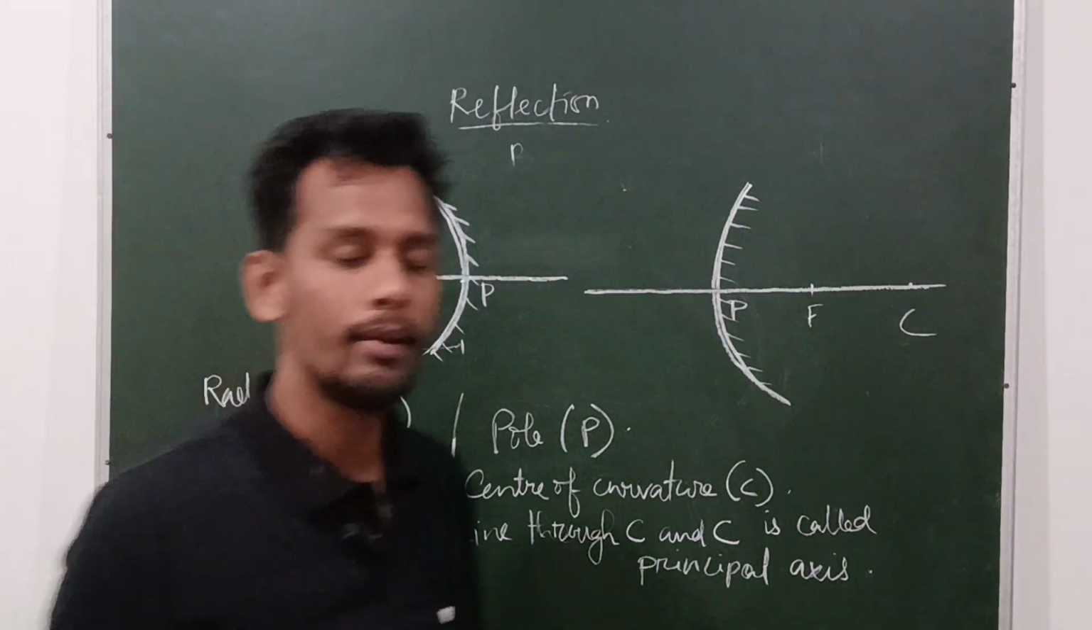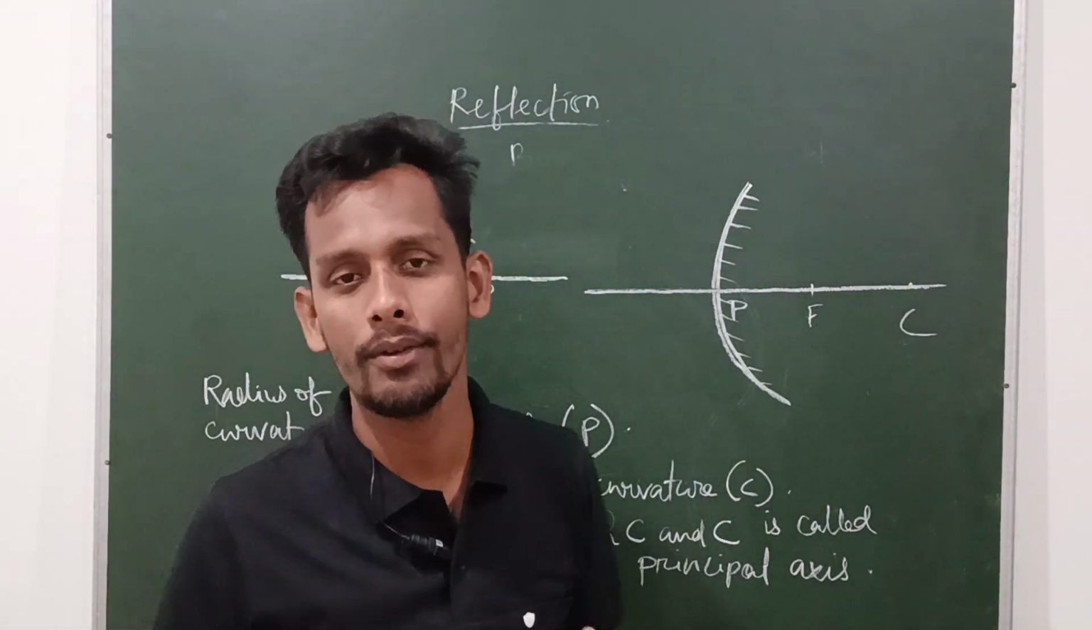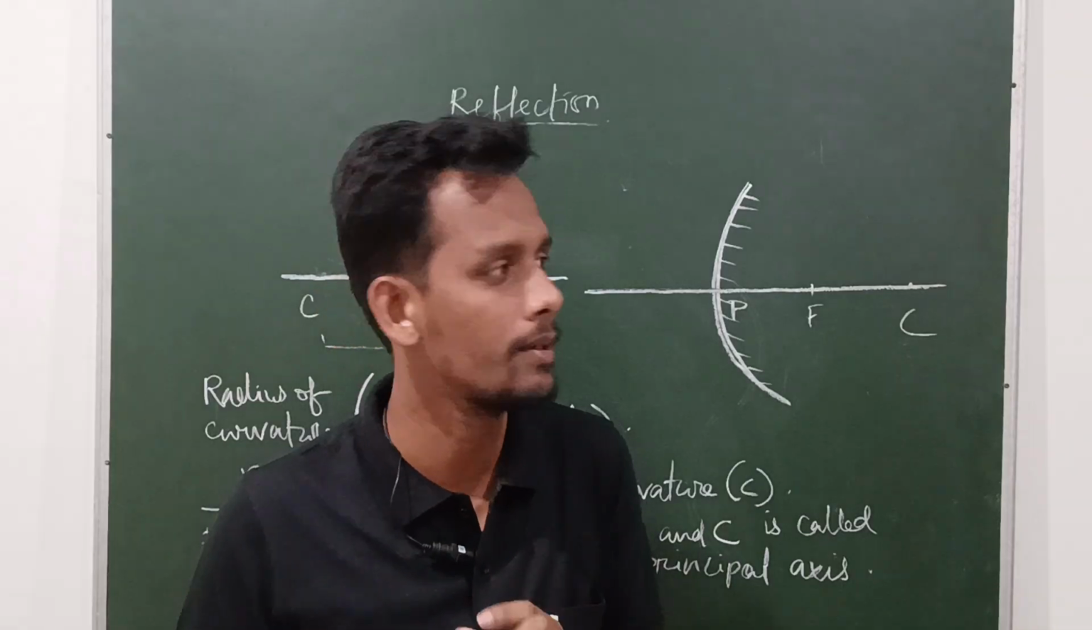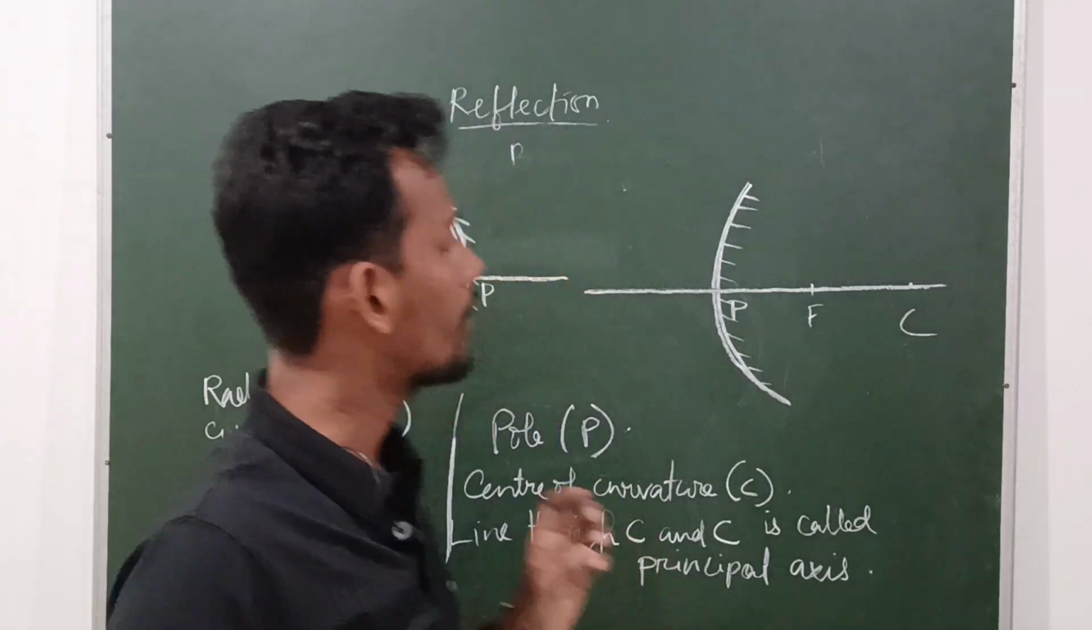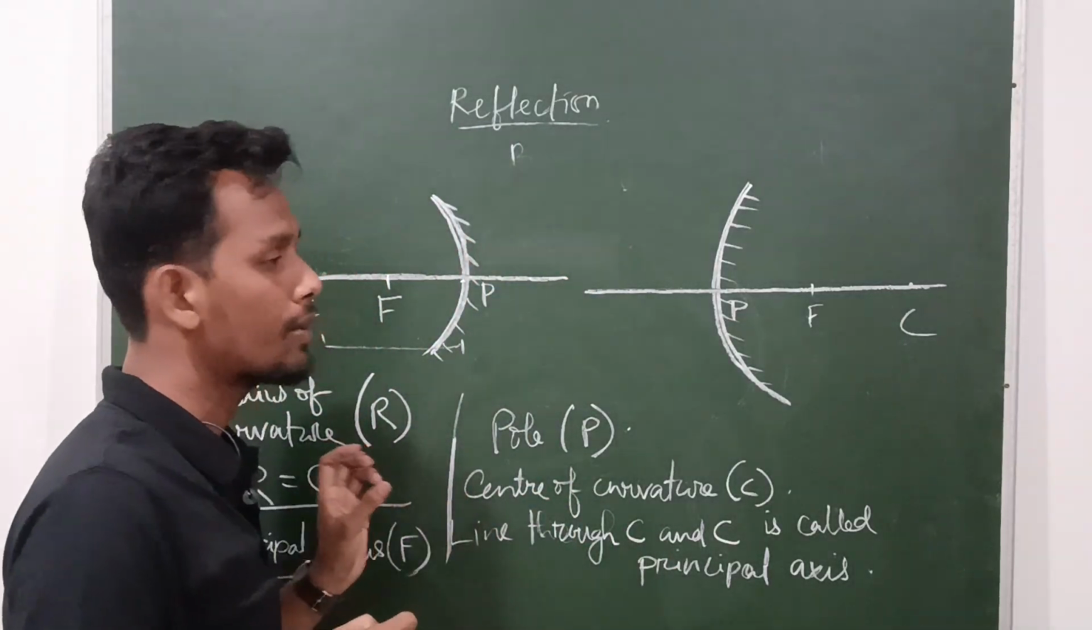Now we know that light travels. How can we define the principal focus? What is the definition of principal focus? So we know that light always travels in a straight path.